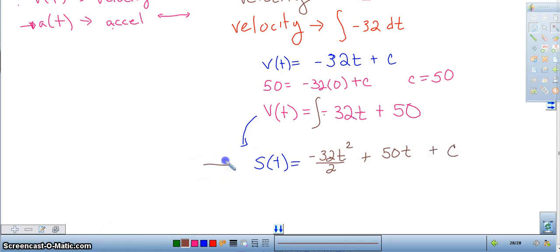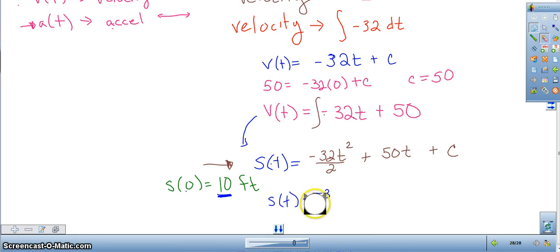This is the general solution for the position. Well, let's pretend that I say s of 0 equals 10 feet. I'm just making something up. So let's pretend that my initial height, because it's time 0, was 10. So that would mean that this function, if I plug 0 in here and put 10 here, I'm going to get 10.